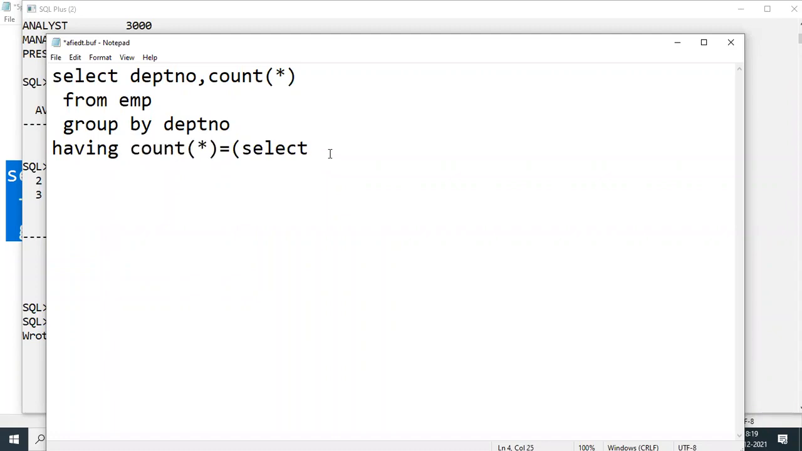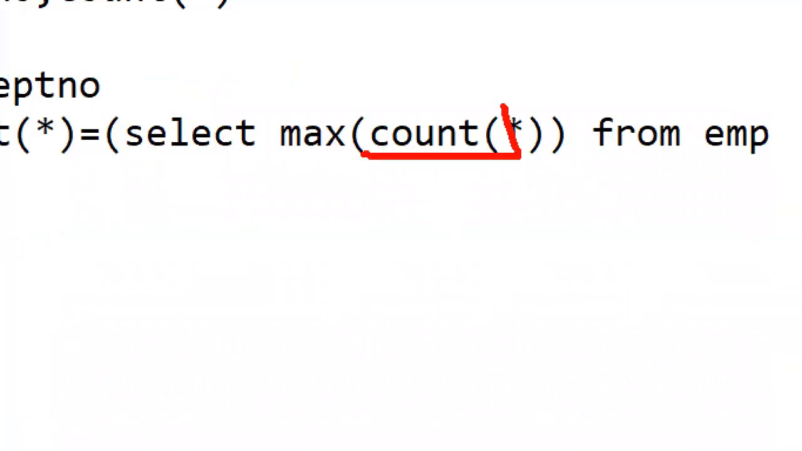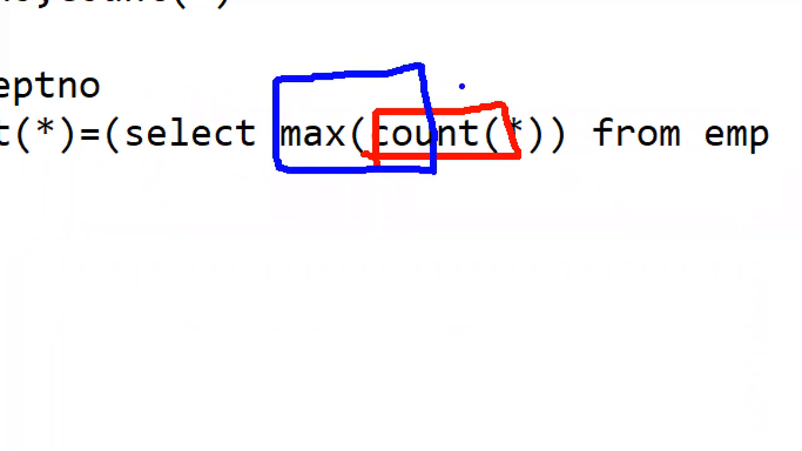Why? Because they are asking for the highest number of employees. Highest means max or min. Can we use a group function here? Yes, max of count star, from EMP. But unfortunately, after EMP, don't confuse the group by clause. Why? Because nested group functions are there. This is a group function, and again a group function, maximum, within another group function. That's why a group function within another group function means these are nested.